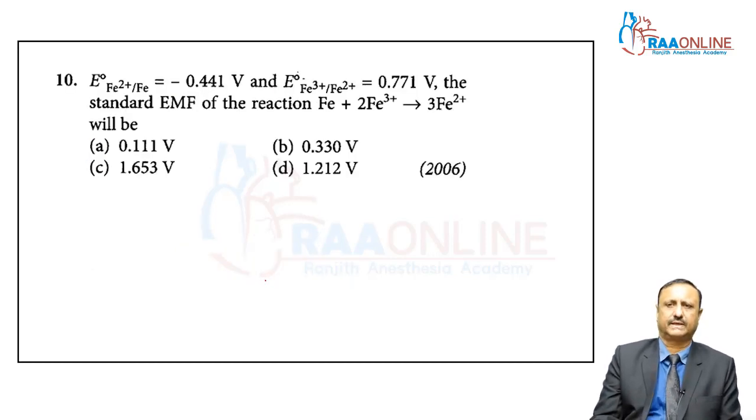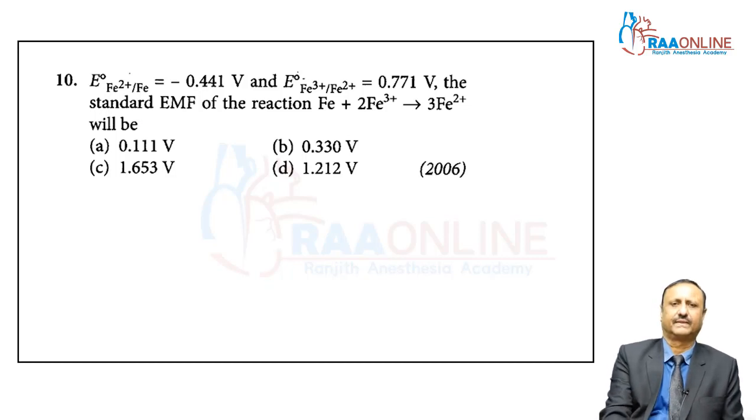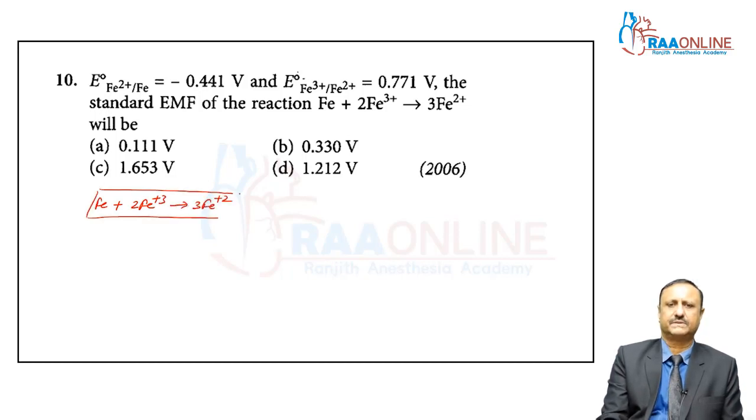My dear students, here is question number 10. This question was also asked in 2006. It is a very interesting question, and there is a calculation. Here you can see the required reaction is Fe plus 2 Fe3+ to give 3 Fe2+. He asked the EMF, the E cell of this reaction, and he gave two reactions. Number 1, Fe2+ is converted to Fe, and this is the E naught.